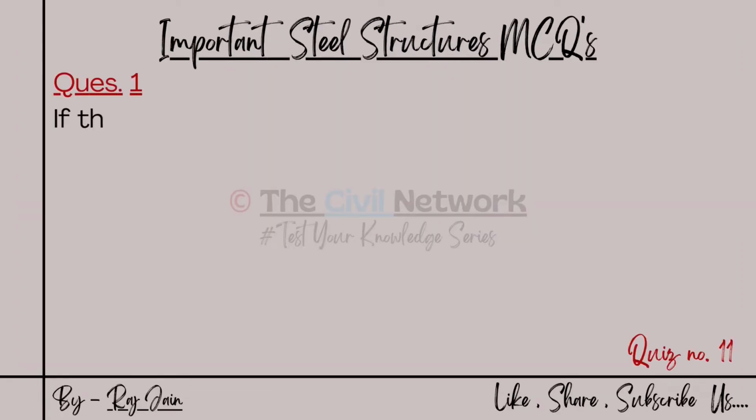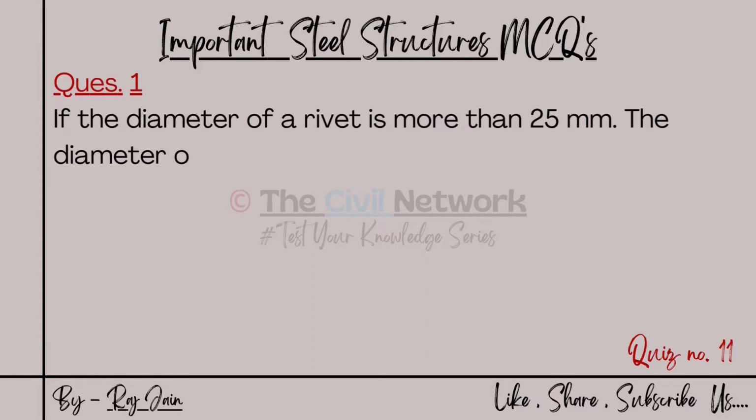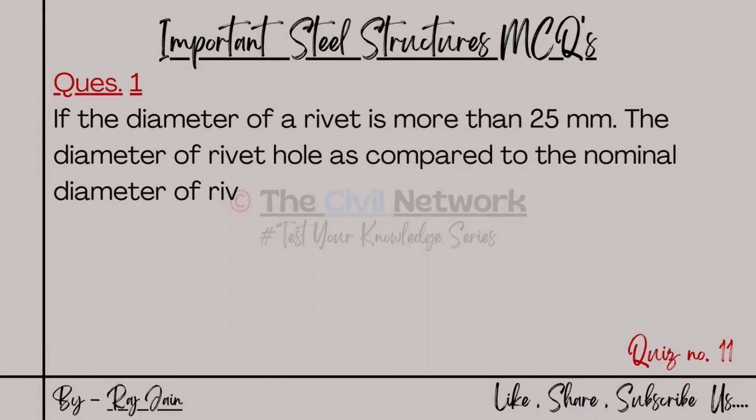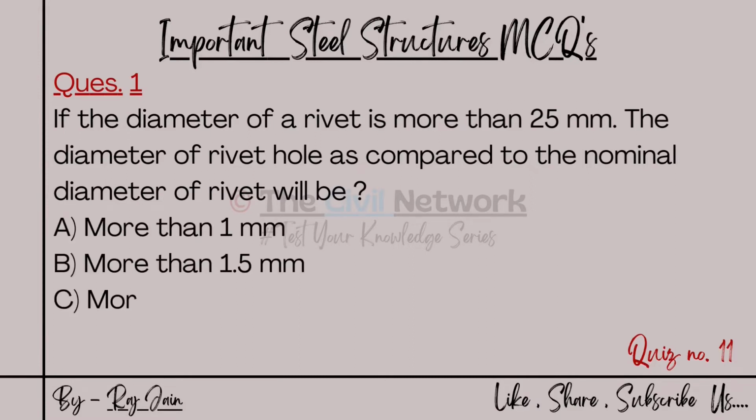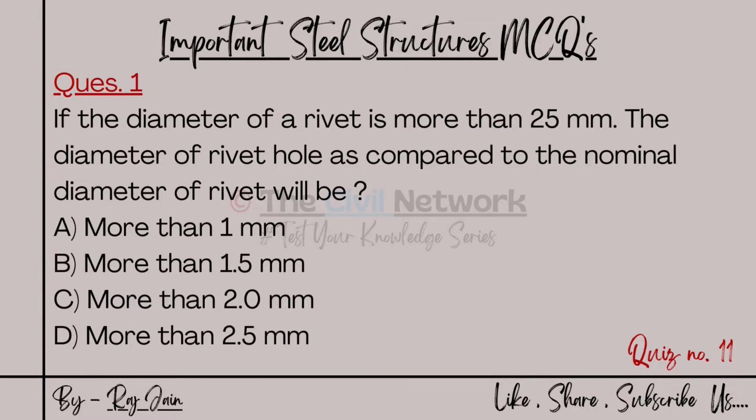Question number 1. If the diameter of a rivet is more than 25 mm, the diameter of rivet hole as compared to the nominal diameter of the rivet will be. Correct answer is more than 2 mm.